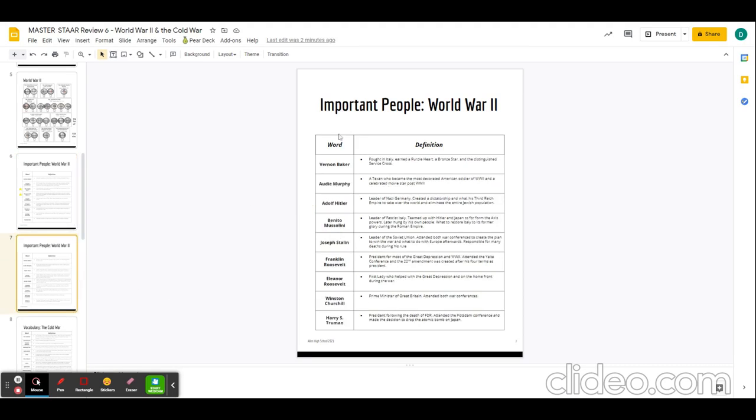On slide 7, again, you have Vernon Baker, our highly decorated war veteran, Audie Murphy, another highly decorated war veteran, and then the leaders during World War II: Hitler, Mussolini, Stalin, Franklin and Eleanor Roosevelt, Winston Churchill, and Harry Truman. So you have good little summaries of their contributions. Again, you need to make time to review this material and make sure you have them all sorted out before the STAR test.